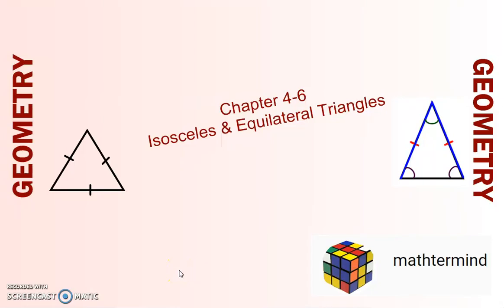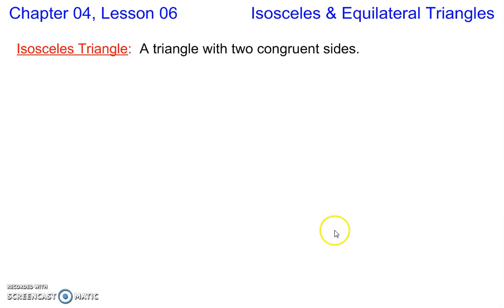And here we are again, geometry, ladies and gentlemen, my favorite tree. Chapter 4-6, Isosceles and Equilateral Triangles. So, what do we got?